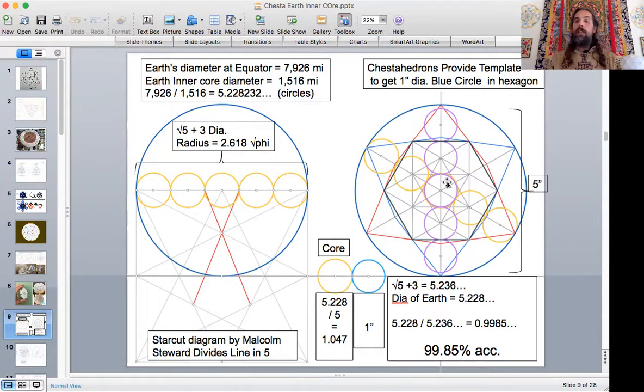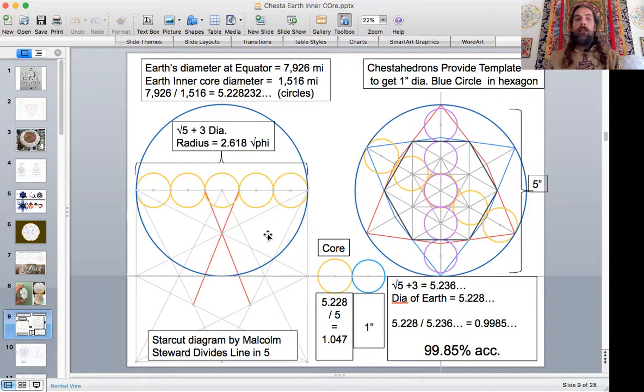The Chestahedron gave you the scale, because now if I add up each of these blue circles, that's 5 inches. So that means the remainder of that is the remainder of the root 5 plus 3, this 5.236. So it's not exactly the Earth. Remember, this is 99.85% accurate, and we're dealing with the Earth's diameter at the equator. But you know what? That was good enough for me to continue on. And so that means that the 1 inch circle is the blue one there, the orange yellow one.